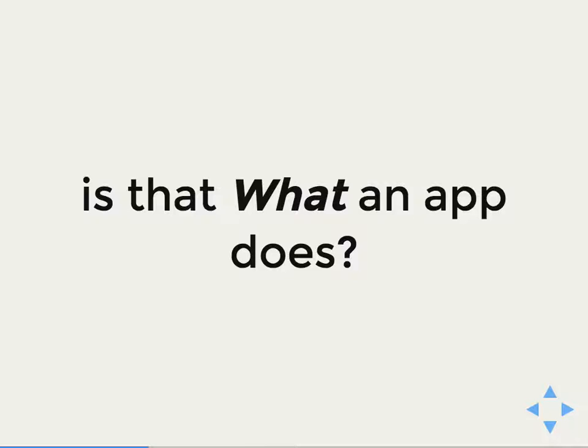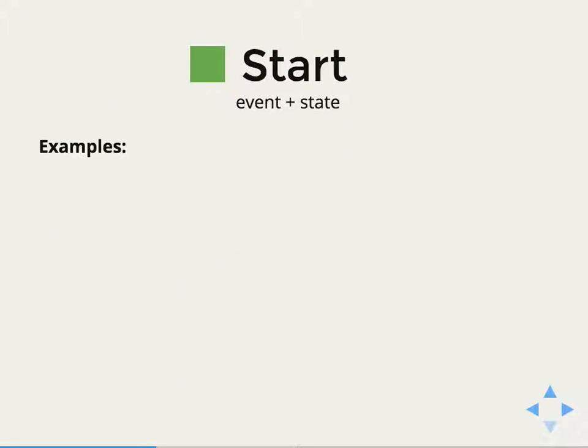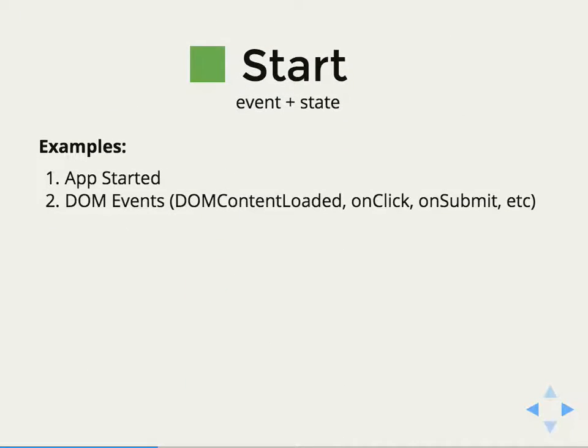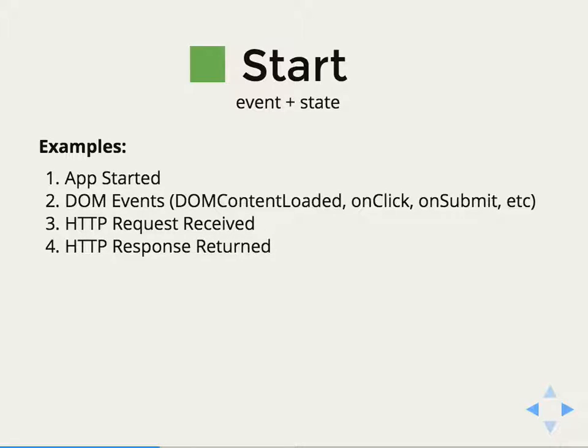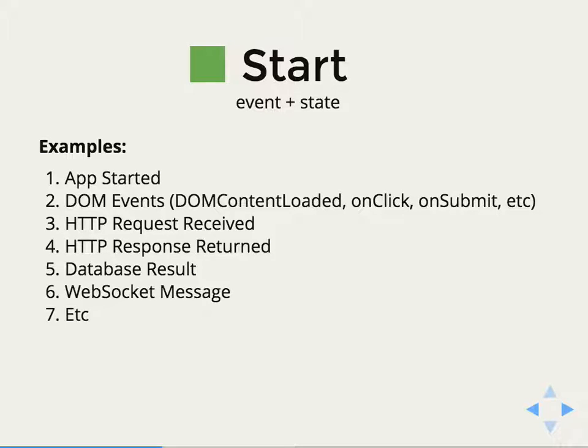Cuckoo? No? Okay. All right, so some examples. Your app started. Examples of your starting point. Okay, so your app started, maybe a DOM event occurred, like a click or something. You received an HTTP request or you sent a response. These are the starting points of that flow, right? Think of the flow. Maybe you got a database result or a WebSocket message. If state is really just data and events are really kind of just data, then we can really think about everything more simply. It's all just data, right?